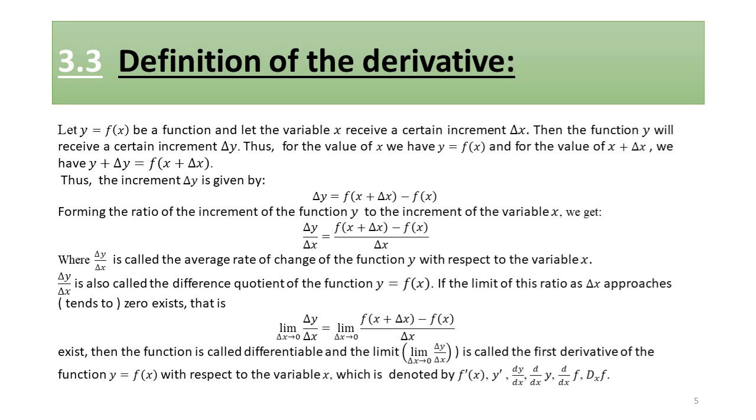If the limit of this ratio as delta x tends to 0 exists, that is, limit as delta x tends to 0 of delta y by delta x = limit as delta x tends to 0 of f(x plus delta x) minus f(x), divided by delta x, exists, then the function is called differentiable, and the limit is called the first derivative of the function y = f(x) with respect to the variable x, which is denoted by f dash of x, y dash, dy by dx, d by dx of y, d by dx of f.